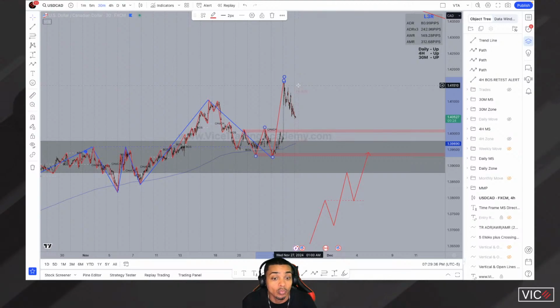But once you've trained your eyes and developed your chart vision to see this, you're not going to need an indicator. You're not even going to need these lines. I have these lines just for visual representation for you guys. If I just draw where my change of characters are, I can look in the past and I can see these pushes.